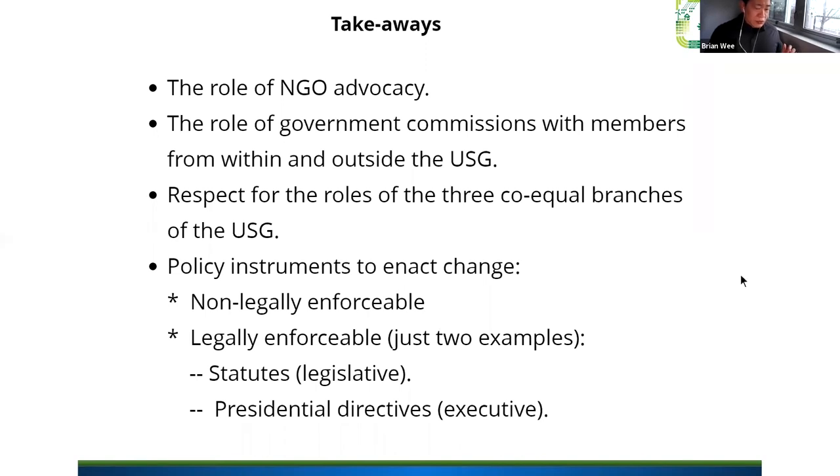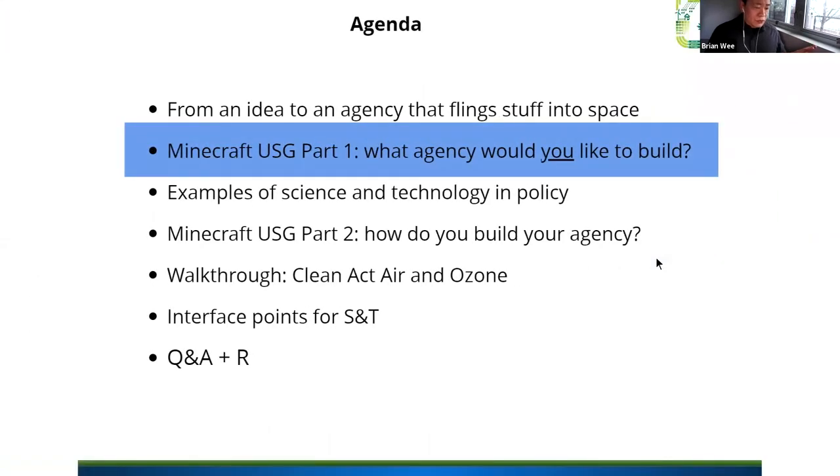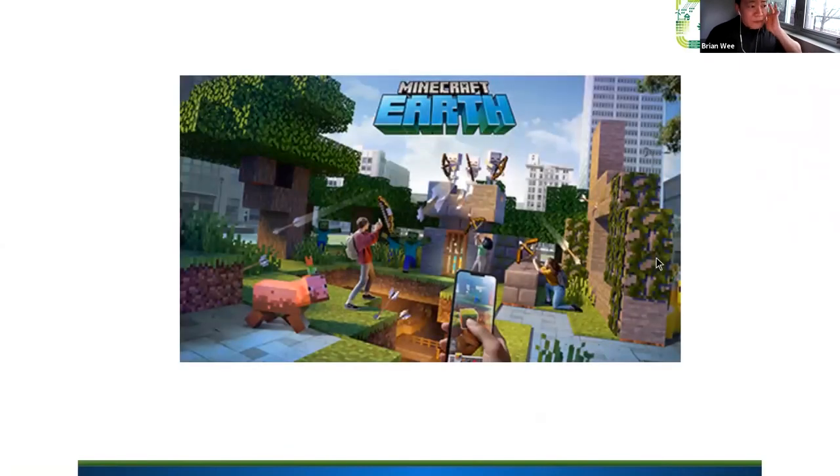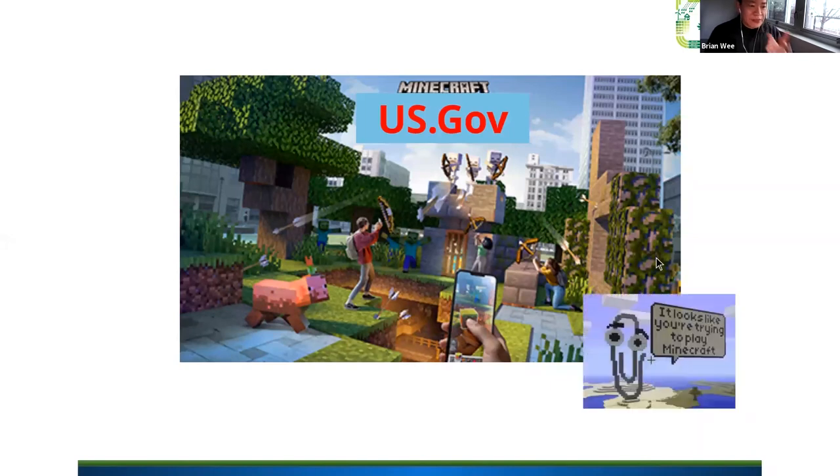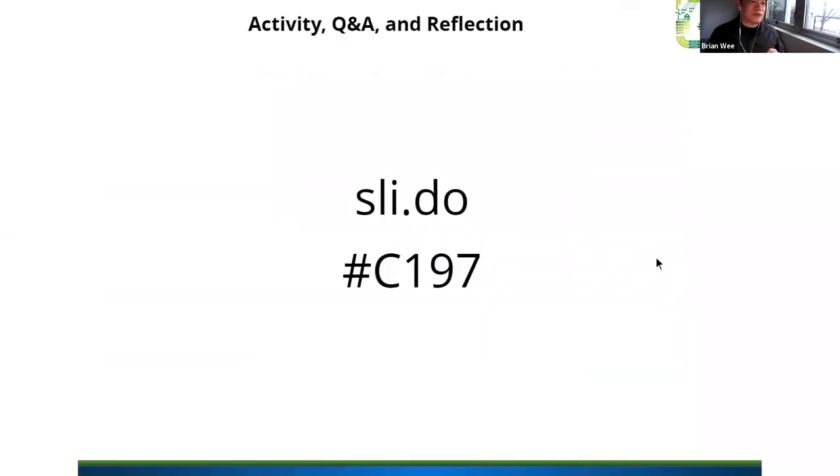Okay, so let's launch into this part of this. This is a Minecraft, right? This is our first Slido activity where we will turn to you and ask what's going on in your head, right? So Minecraft, US government, you know, it's a riff off Minecraft Earth, where instead of Minecraft Earth, we're talking about Minecraft US government. How do you build your own US government, right? And we have this annoying little paper clip from Microsoft saying, looks as if you're trying to play Minecraft. Nope, don't want you.